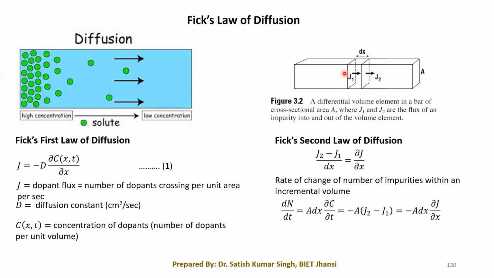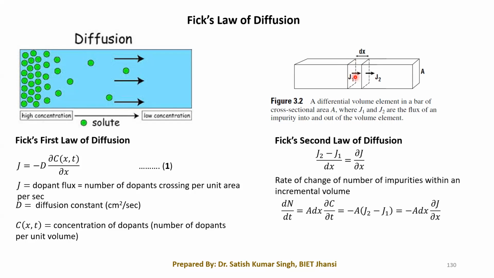Obviously when J1 is equal to J2, if the incoming flux and the outgoing flux are the same, there will be no net accumulation of the dopants within this incremental volume. Because what will be the volume of this particular section? You can see the cross-sectional area is A, and this distance is dx. So obviously the incremental volume will be A into dx.